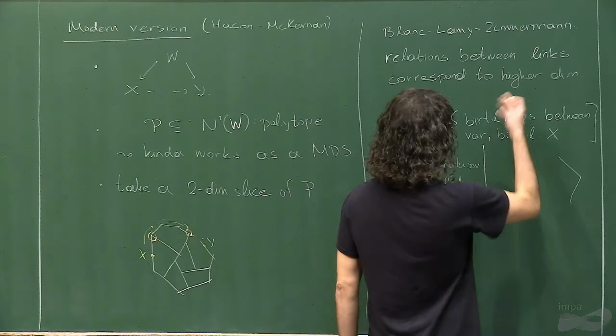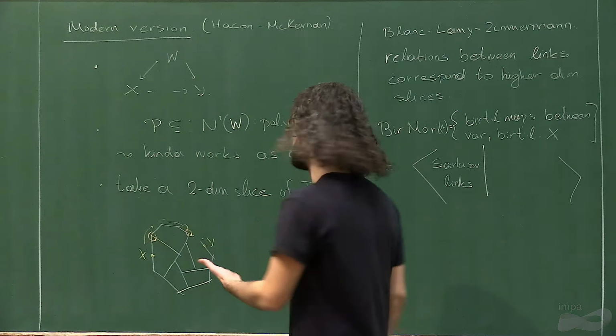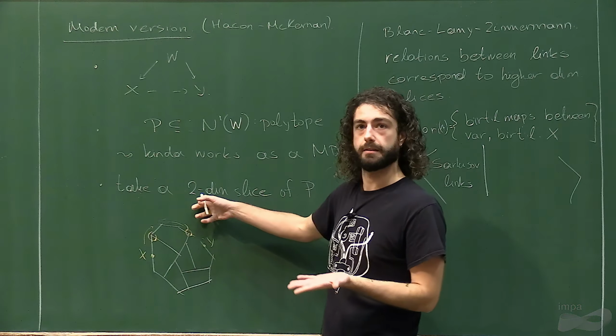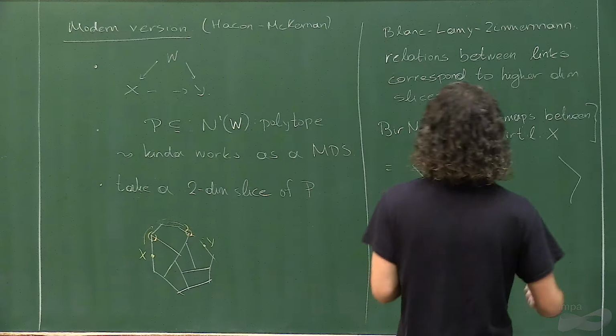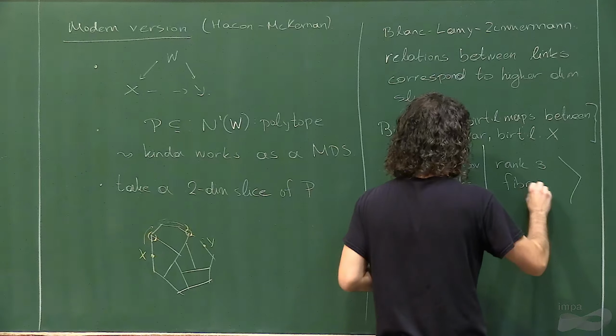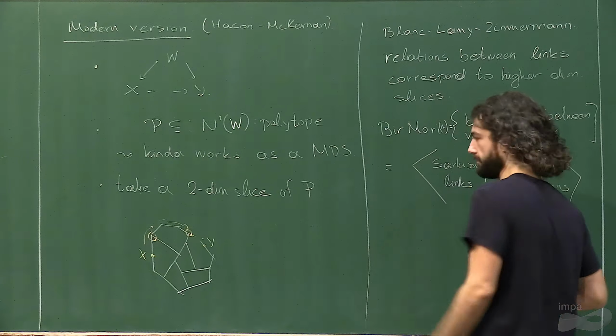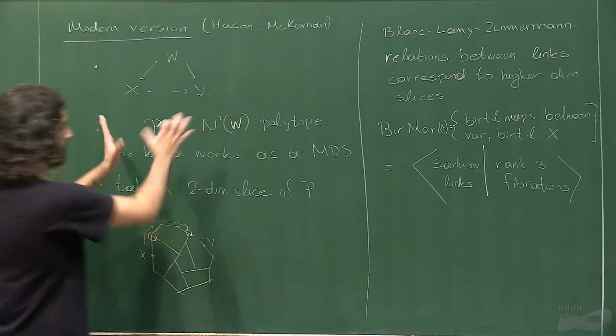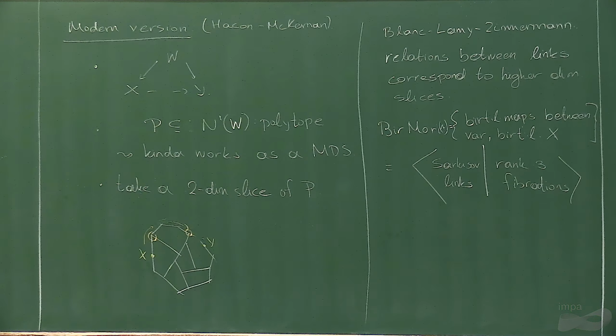And they say that you don't have to take all the relations. You only have to take the ones that correspond to three-dimensional slices. These are enough to generate the relations. So I'm going to write rank 3 fibrations. You should think of taking your polytope and cutting it with three-dimensional slices. There are many ways to go from X to Y. It will look like a ball, and you could go around different paths, which would give you different decompositions, and the corresponding links will have relations controlling them.